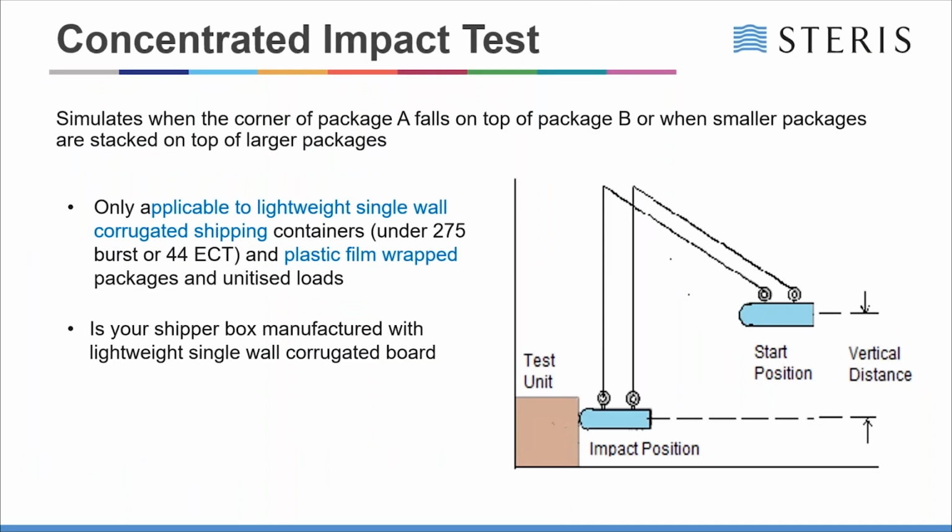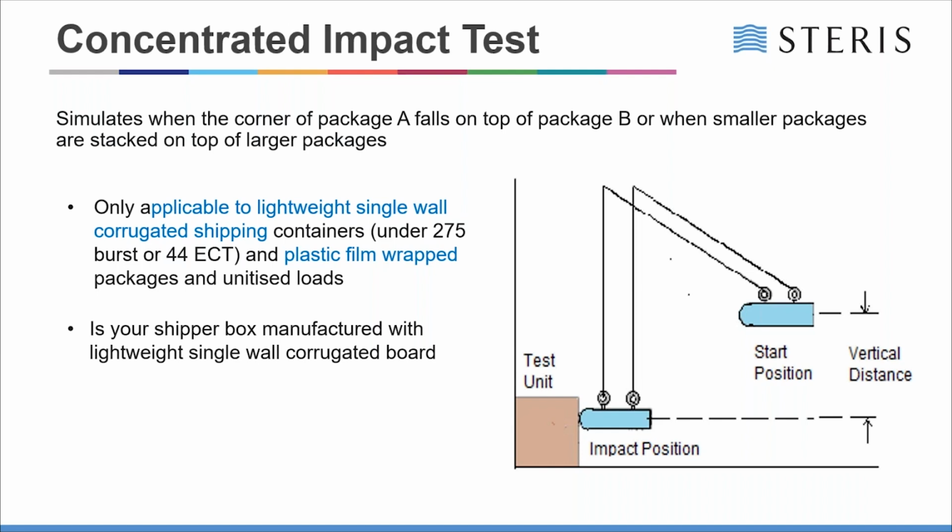Concentrated impact is another. This is the second of the optional tests, along with the altitude test. Basically, what this does is simulate one box hitting off your product box, we'll say, the corner, and what it's going to do to your shipper box.